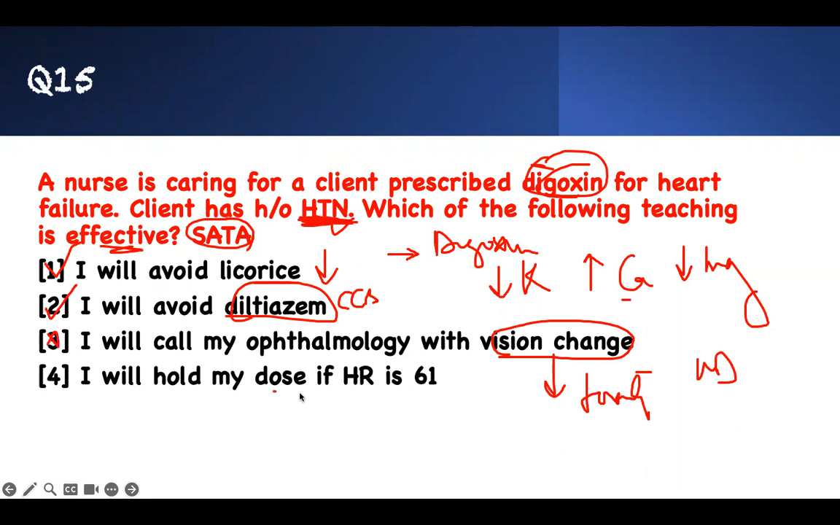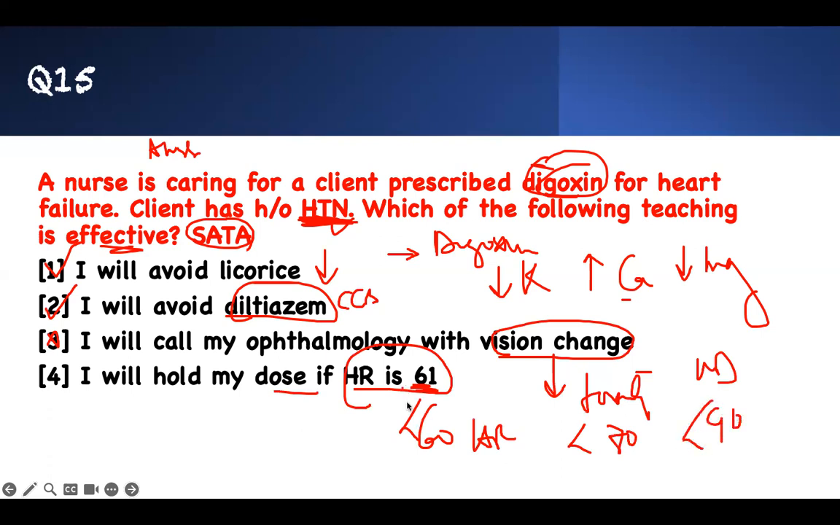I will hold my dose if my heart rate is what? 61. I assume that this is an older patient, so I have to give it. But 61, the hold is less than 60. That's the heart rate for an older patient, 70 for a child, 90 for a neonate. So this one is still normal. So which teaching is effective? It's 1 and 2. So this is the end of it.